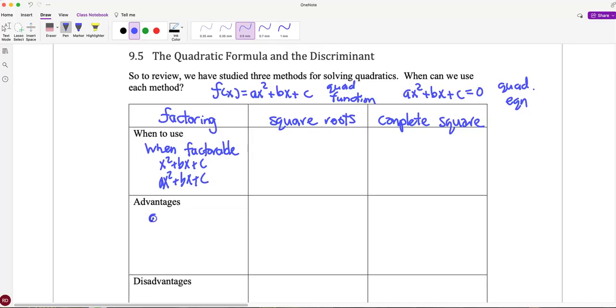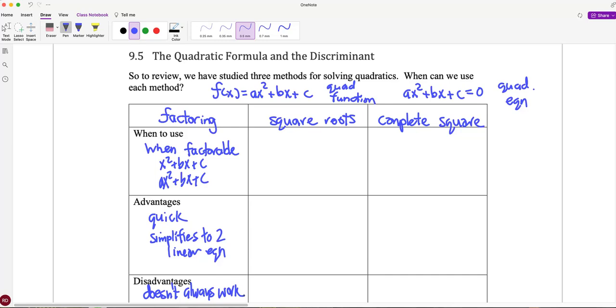The advantages are this is pretty quick, okay? And it takes the quadratic and it simplifies to two linear equations. For example, you get x plus 1 equals 0 or x plus 2 equals 0. The disadvantage of factoring, it doesn't always work. So again, when it works, it works. When it doesn't, it does not.